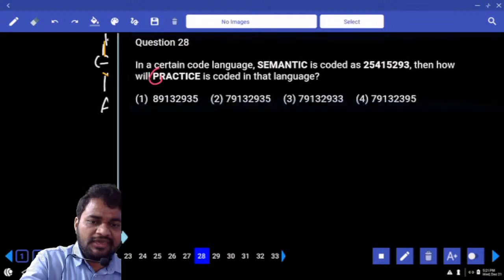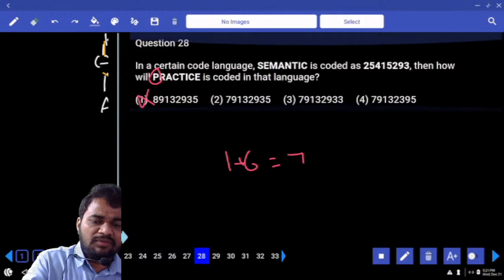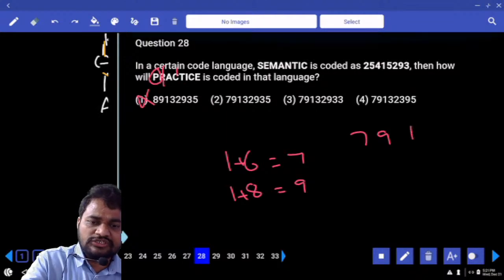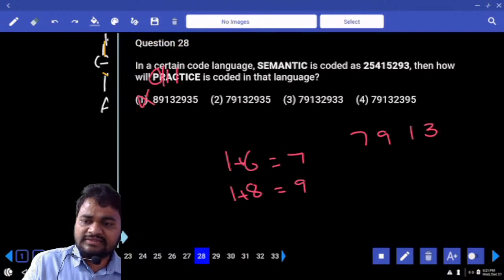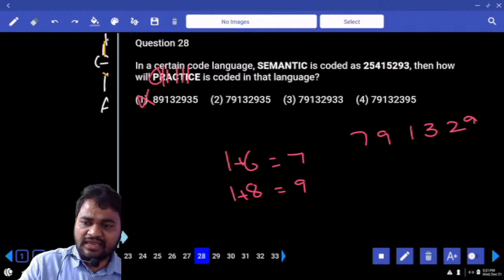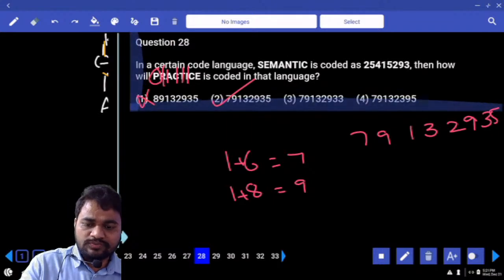So, P is 16, 1 plus 6, 7, which means option 1 is eliminated. Next one is R is 18. 1 plus 8, 9. A is 1, that is 7, 9, 1. Next, C is 3. 7, 9, 1, 3. After that, T is 20. 2 plus 0 is 2. Next, I is 9. After that, C is 3, E is 5. What is the option number? 2.